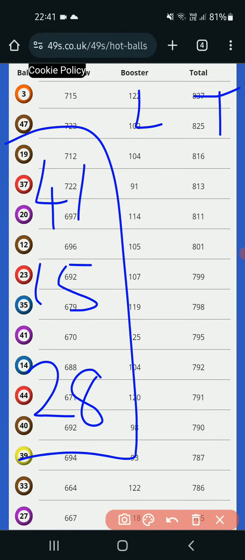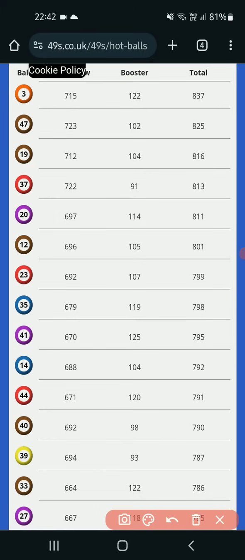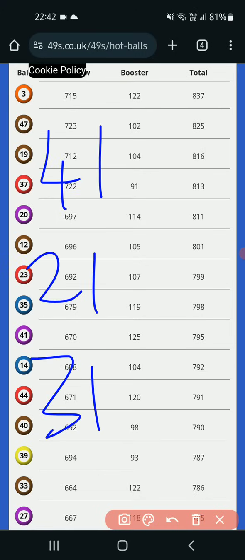Then came tea, 15, 28 played on tea. This one is still outstanding. 41 is still outstanding. It's sitting on a position to play that number. We need that number to draw. Okay? So I'm giving you another number, which is 41. So you've got 41, 21, 31.